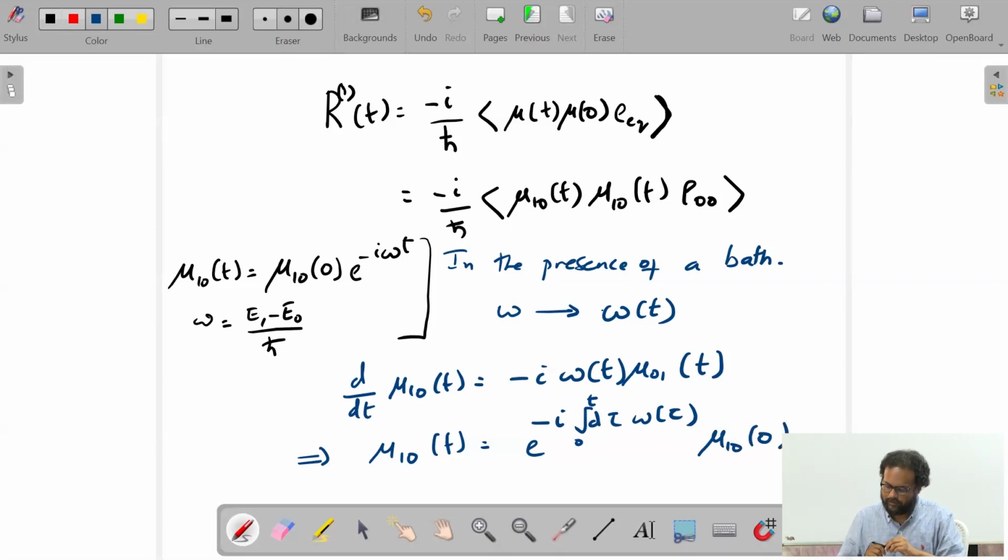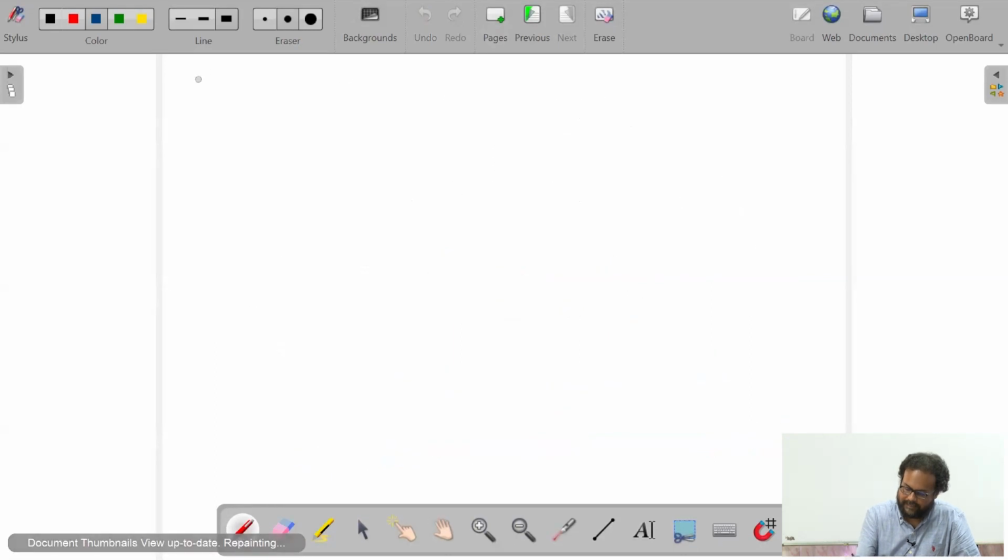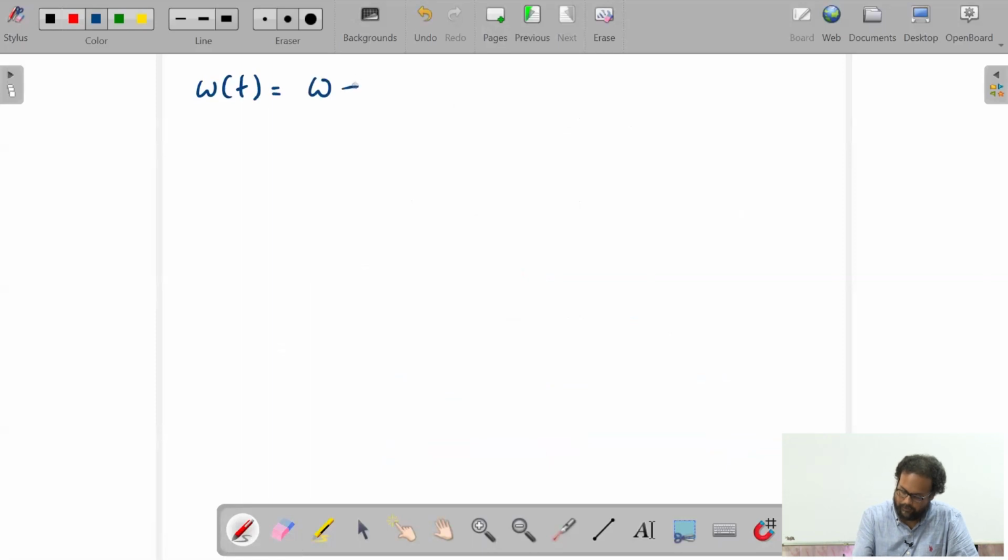So what can be the specific form for my ω of t here, which will tell you the overall phase acquired within a certain time scale? Let's do that. We can say my ω of t is some mean value plus δω of t, where δ is small. I'm saying that if I look at my ω, the fluctuations around that value are small.